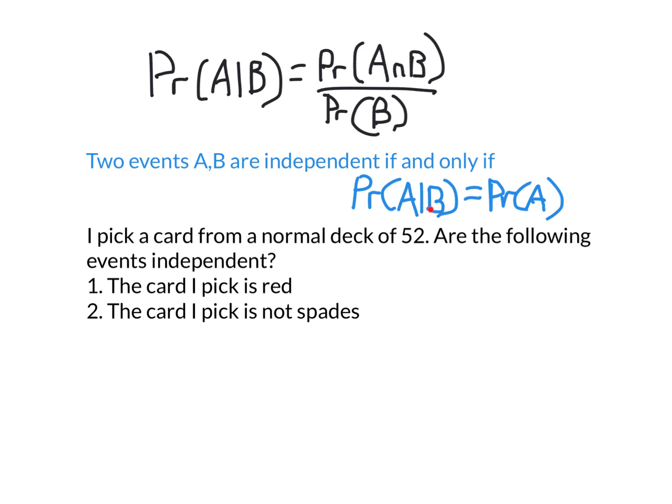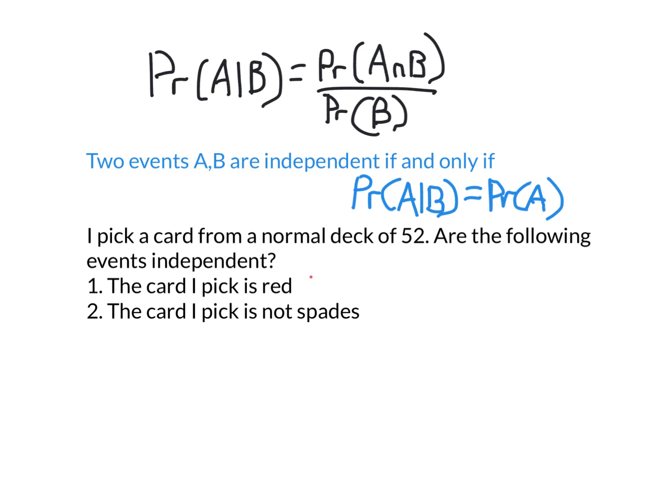So if B happening doesn't change the probability of A, the events are independent. That's what independent events are. They don't affect each other's chances. So let's go ahead and decide whether or not these two events are independent when I pick a card from a normal deck of 52.